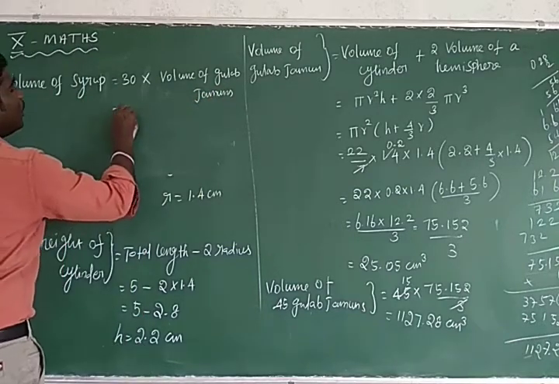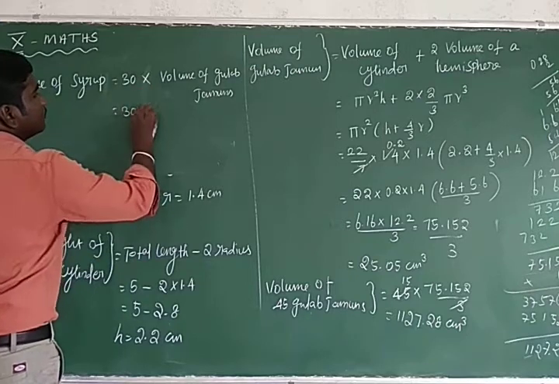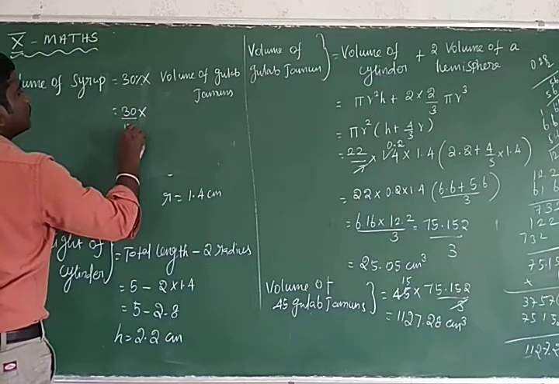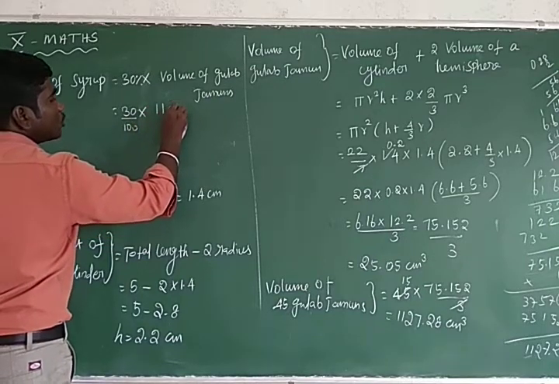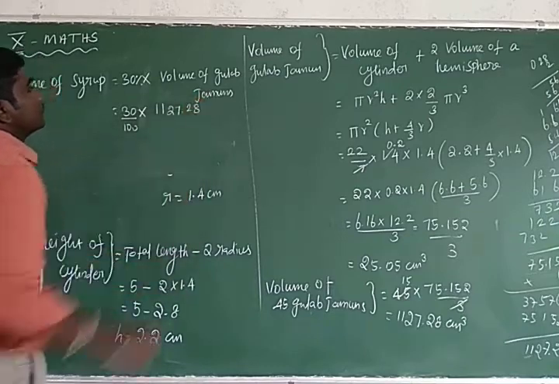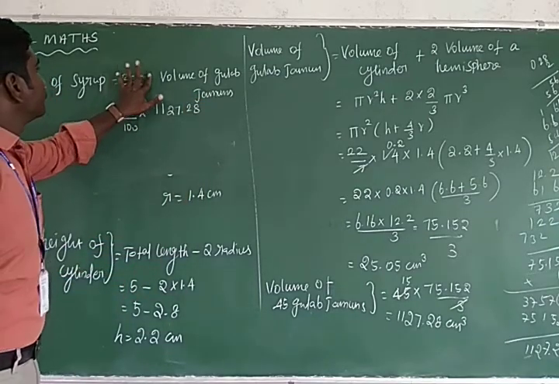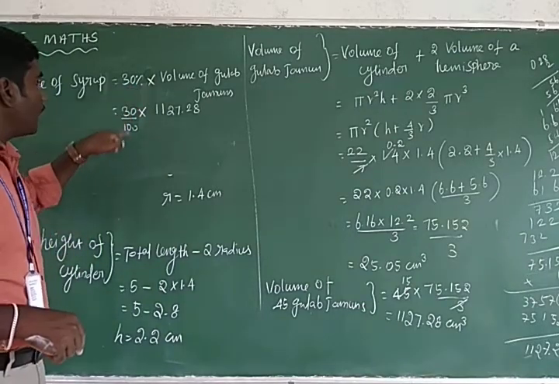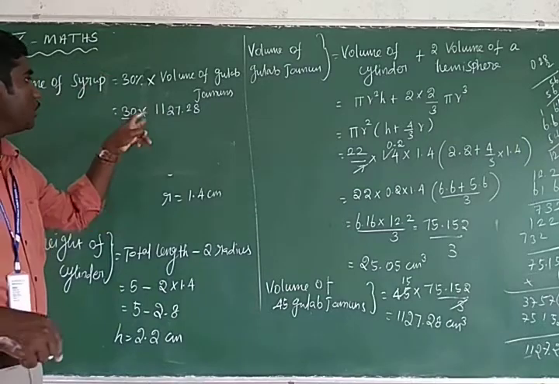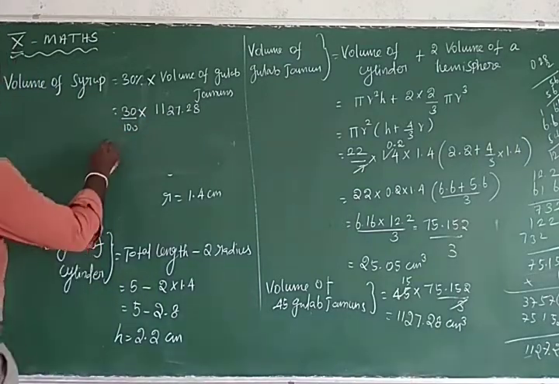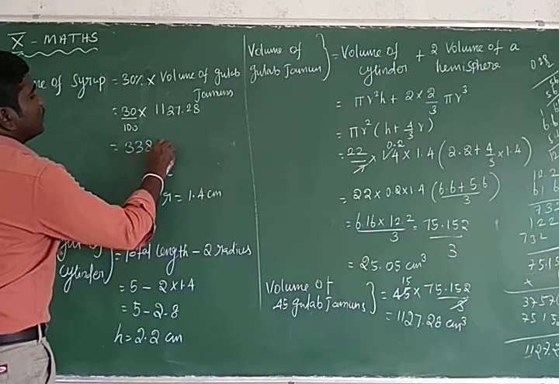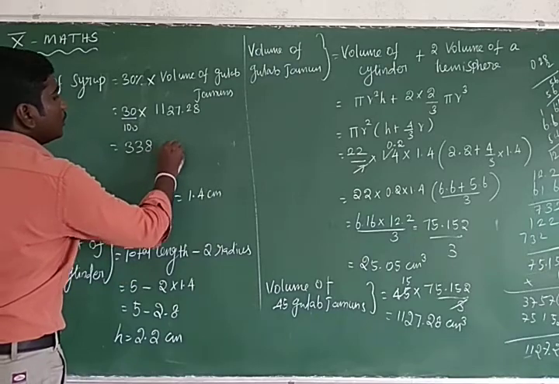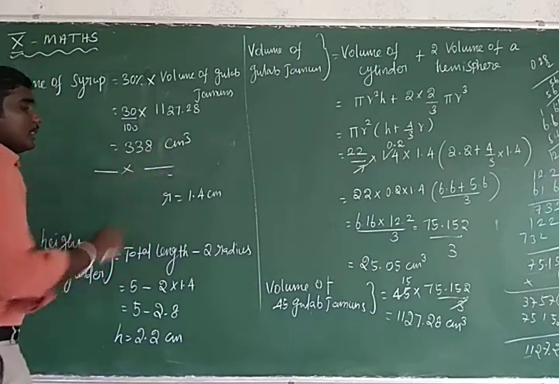Okay, so 30 into 11,000, 30%. So 30 by 100 equal to 1127.28. Okay, 30% we can write as 30 by 100 into 1127.28. If you reduce it now, you get 338 approximately gram. Sorry, it is centimeter cube. So the approximate value is 338.